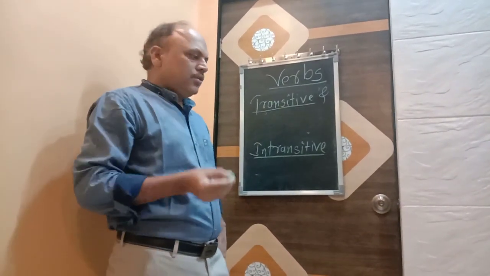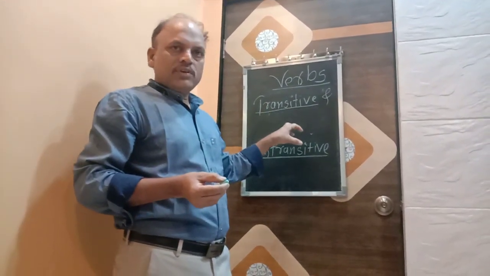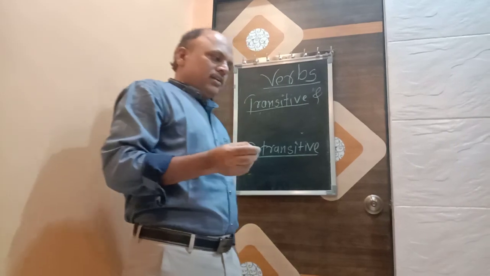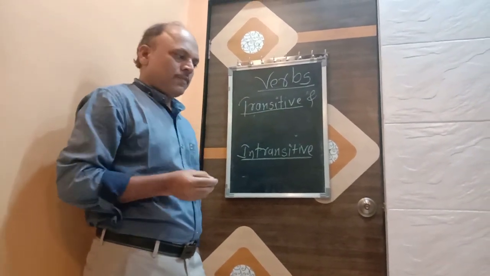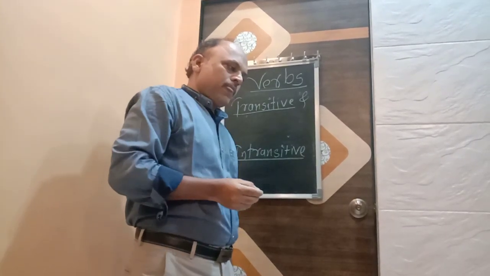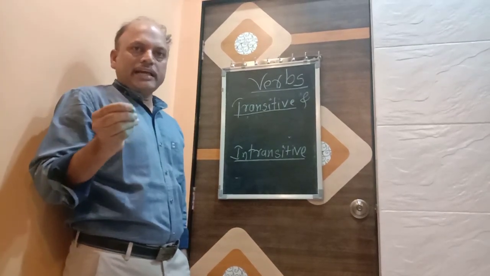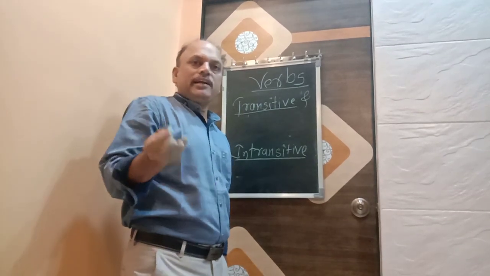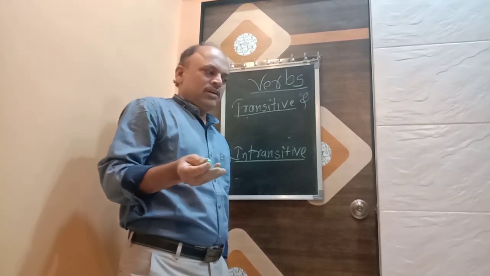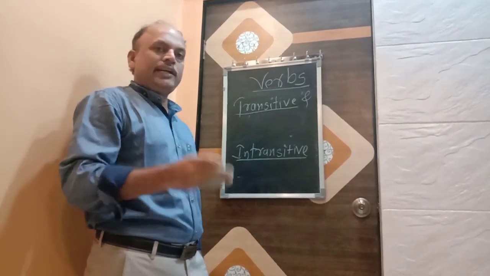Friends, one more part of verbs is transitive and intransitive. In a transitive verb, you will see in a sentence that the verb is followed by an object, which means the object must be there. For example, I will tell you, he hit. If there is a sentence like this, he hit, what does he hit? We don't know, and it is not making any sense. If we say he hit the ball, then it makes some sense that he is hitting the ball.